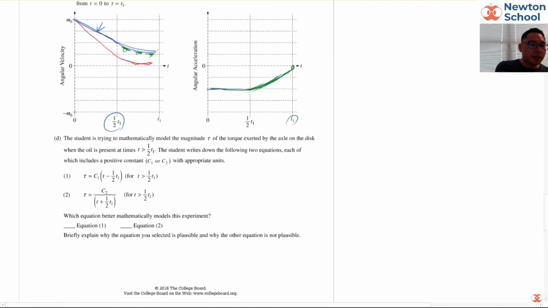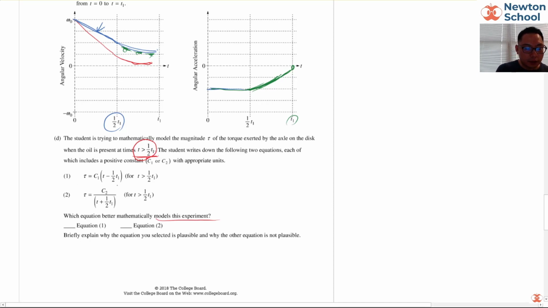The student is trying to mathematically model the magnitude of torque exerted by the axle when t is greater than half t naught. That's when oil was dripping, right? So that means torque has to be smaller and negative, right? Which equation better mathematically models this experiment?